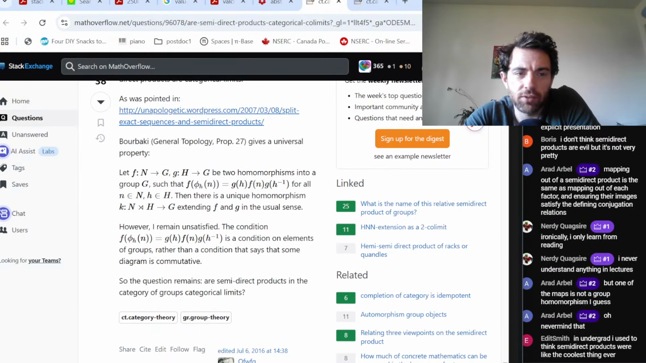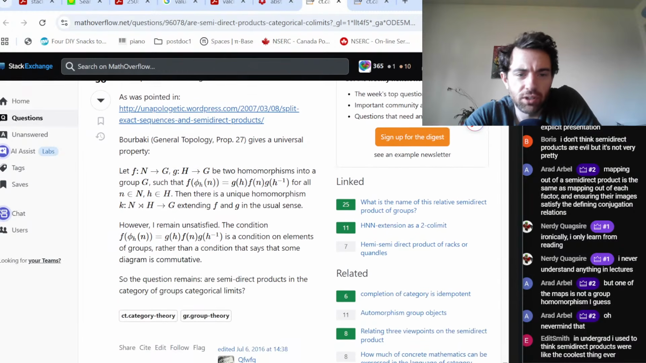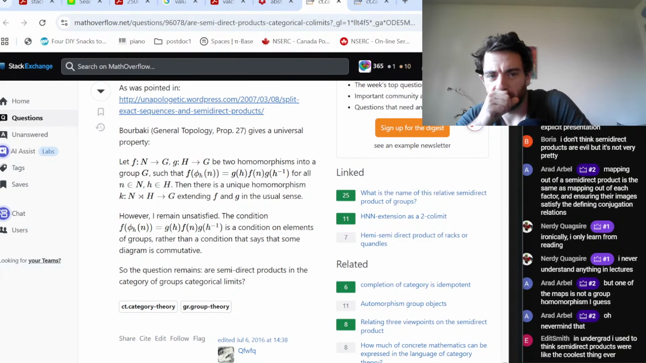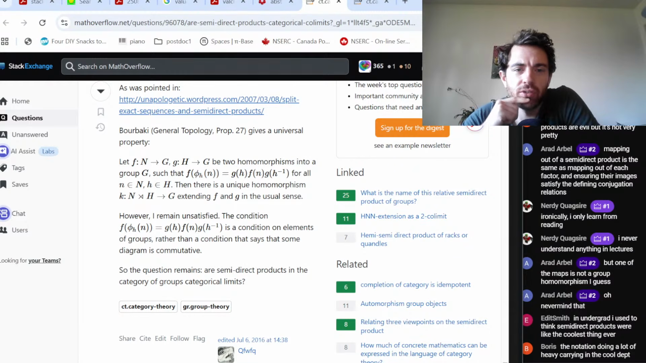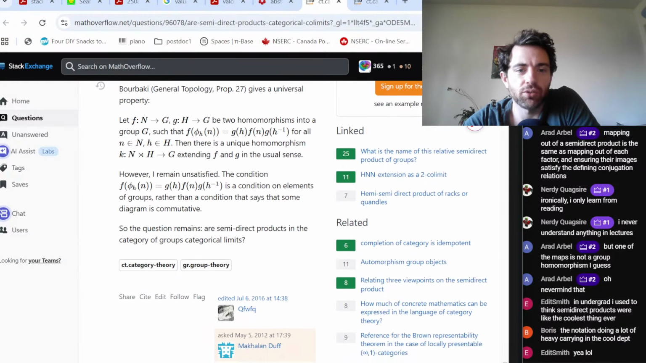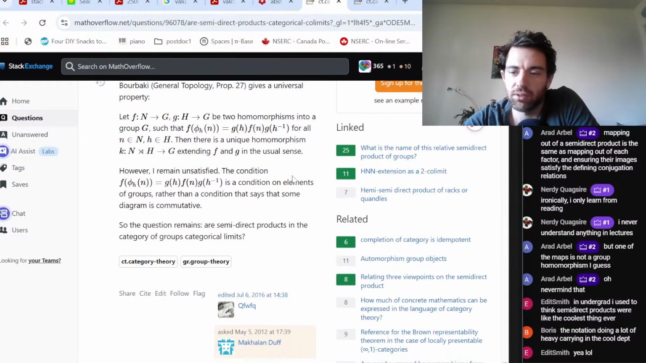Oh, speaking of Bourbaki. It's a universal property here. So for N and H, with Q the quotient group, I guess. For any maps out of the individual things, let these be two homomorphisms into a group G such that this condition is satisfied for all elements. Then there is a unique morphism extending f and g in the usual sense. Nice. Okay, cool. I guess maybe I should put that in a future video.